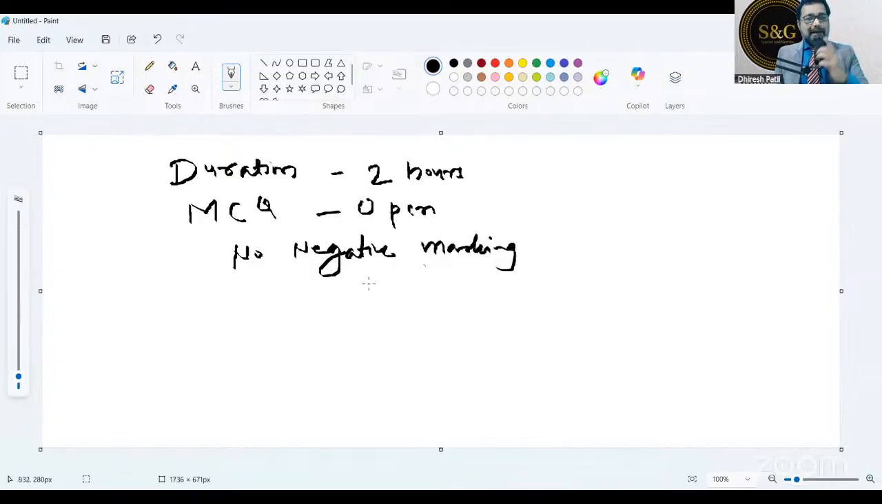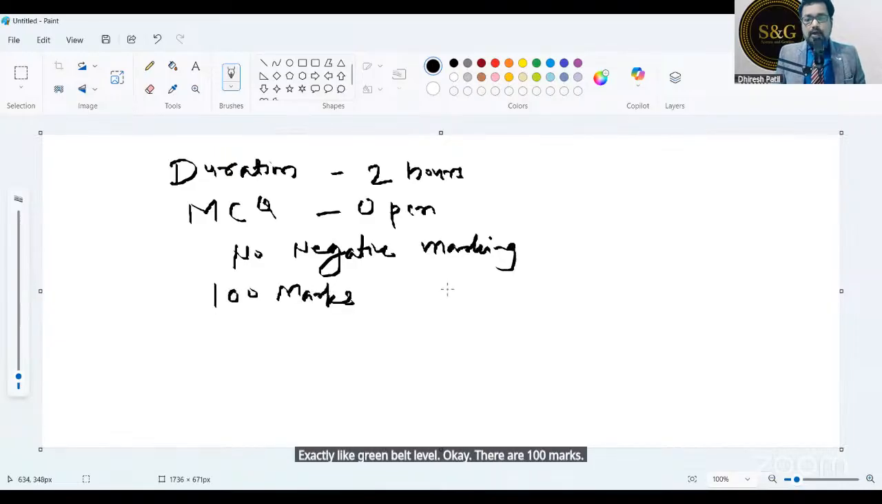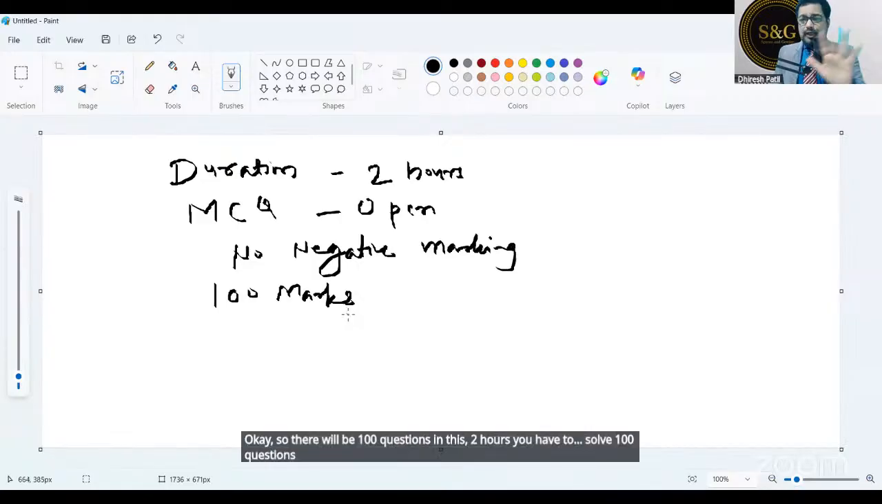Exactly like green belt level. There are 100 marks. There will be 100 questions in these 2 hours. You have to solve 100 questions. All MCQs are there.